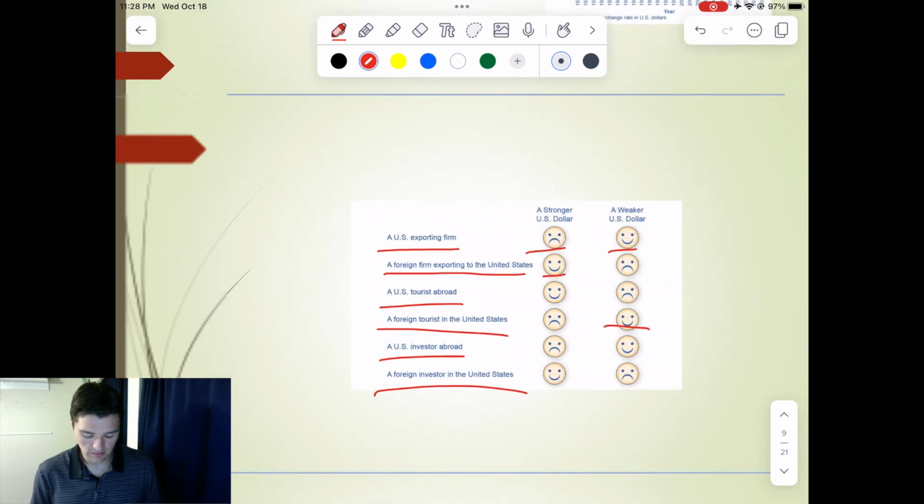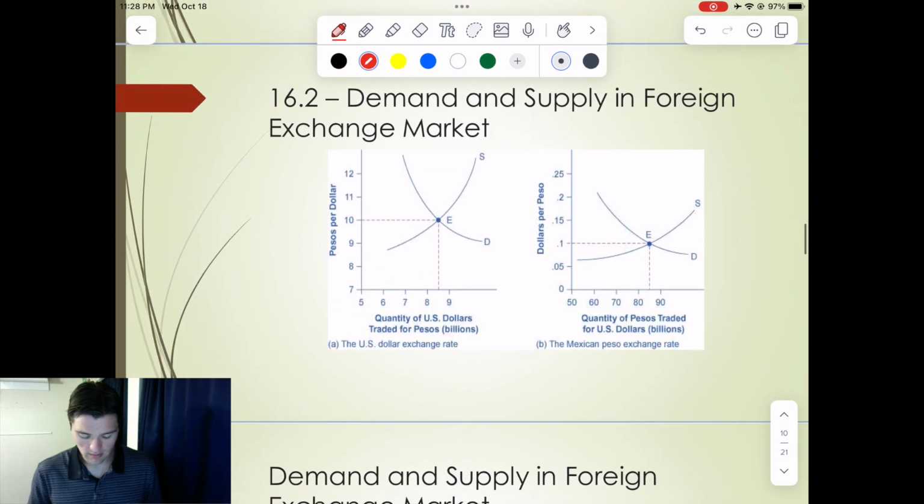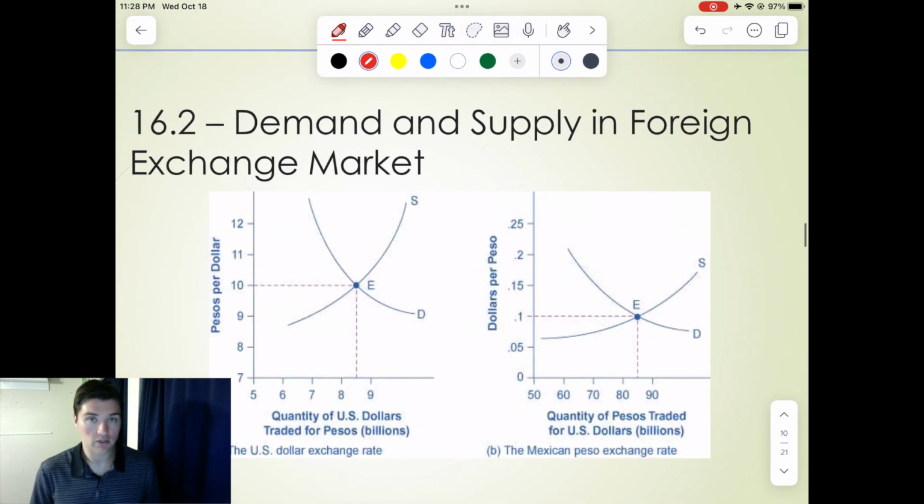So let's take a look at these a little bit more in depth. This is the foreign exchange market where we have a demand and supply. This is what's going to be creating the stronger or the weaker dollar. Okay, appreciating or depreciating. This is where it happens.